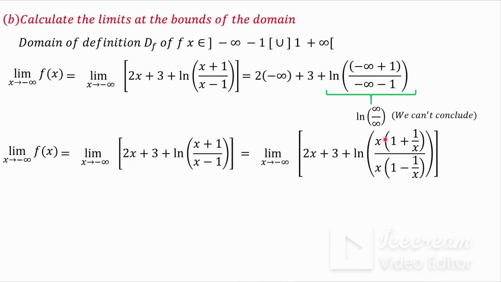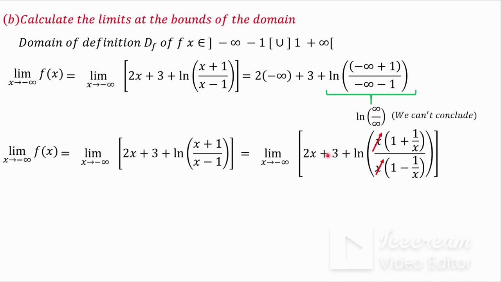Factoring x in the numerator and the denominator, we have the limit as x tends to negative infinity of 2x plus 3, plus ln of x times (1 plus 1 divided by x), divided by x times (1 minus 1 divided by x). We know that as x tends to negative infinity, 1 divided by x tends to 0. So the x cancel, and we are left with 1 divided by 1, which gives 1. So we are left with ln of 1, and ln of 1 is 0.